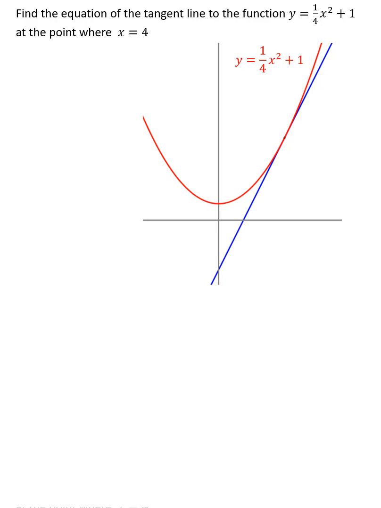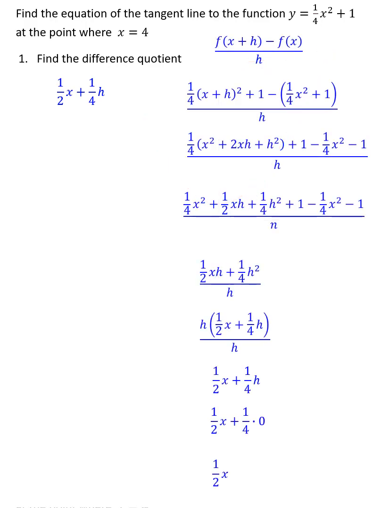Here's a 5-step process for finding a tangent line. First, you want to find the difference quotient. Presumably, if you're watching this, you've seen that in a different video. The answer turns out to be this function of x and h here. If you want to take a minute to pause and check out the work, here it is.